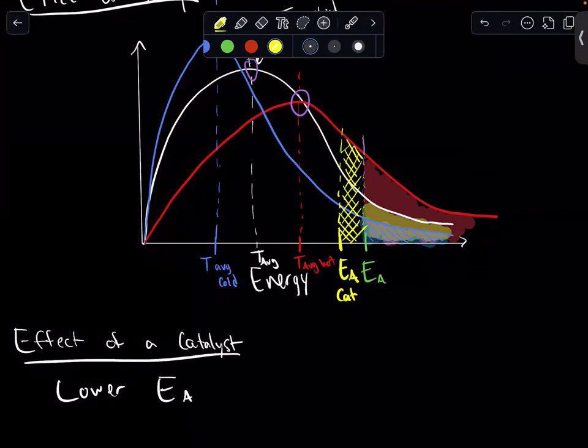So hopefully this helps you understand a little bit about Maxwell-Boltzmann distribution curves, activation energy, and the effect of catalysts and temperature.